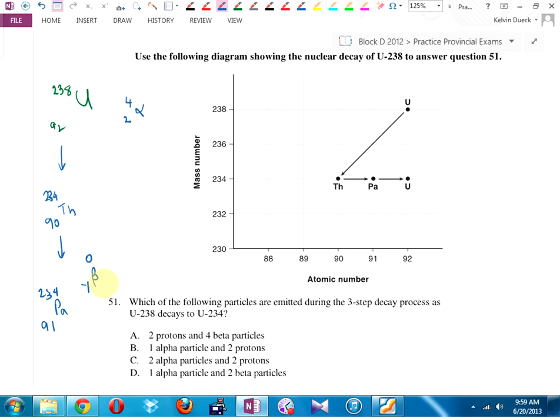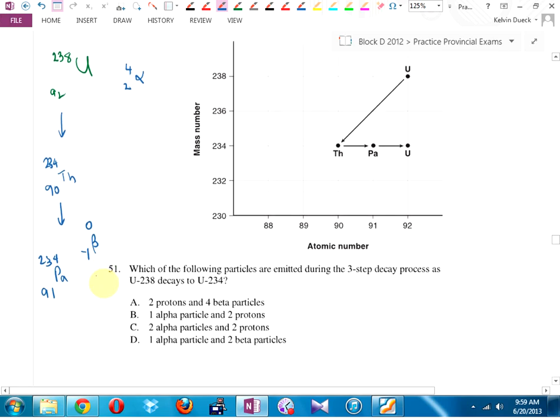Then what? What's our new mass? Still 234? What's our new atomic number? 92. We turned back into a different isotope of uranium. What did we lose? No mass? A negative one? You know what? It looks like we have one alpha particle, two beta particles. Okay? Gotta be. Has to be.